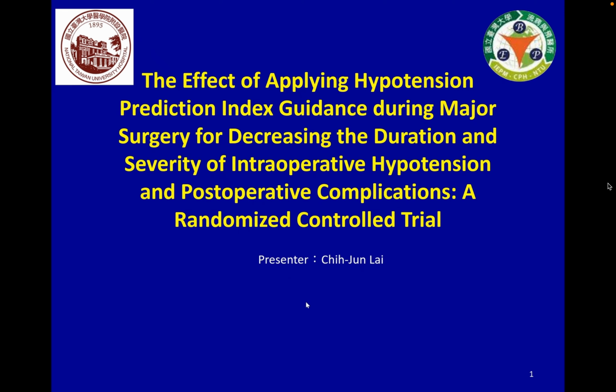Hello everyone, my name is Zhirun Lai. I'm an anesthesiologist in National Taiwan University Hospital. My research topic is the effect of applying hypotension prediction index guidance during major surgery for decreasing the duration and severity of intraoperative hypotension and postoperative complications. It is a randomized control trial.